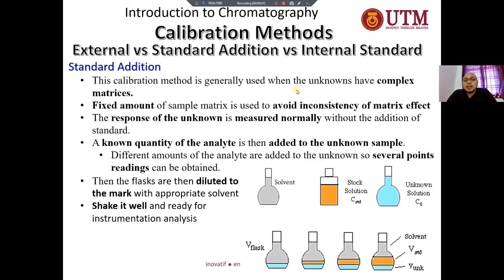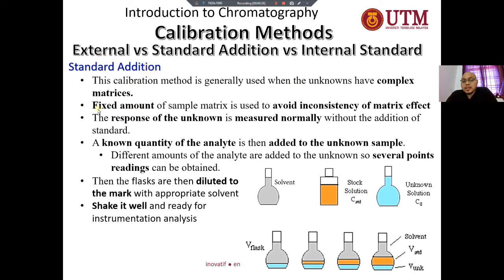The next calibration method is the standard addition. This calibration method is generally used when the unknowns have complex matrices, or in other words, when we are not able to perform a very good extraction method and cannot remove the interference. That is when we need the standard addition calibration method.